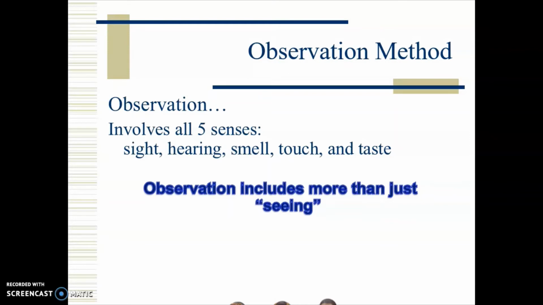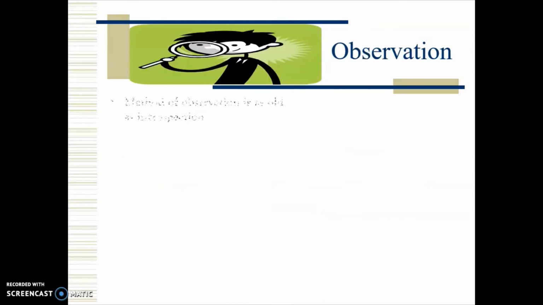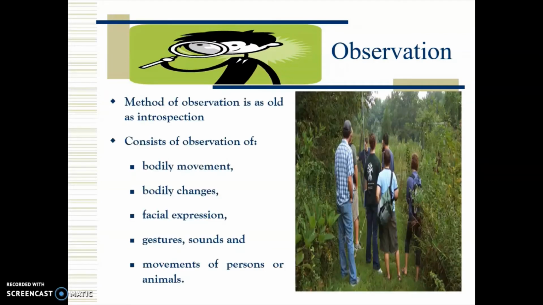Your observation method is as old as introspection. It consists of observation of bodily movements, bodily changes, facial expression, gestures, sounds and movements of the person. So if you want to observe anybody, you have to observe their bodily movements, bodily changes, facial expressions, gestures, sounds, movements, whether it is animal or person.